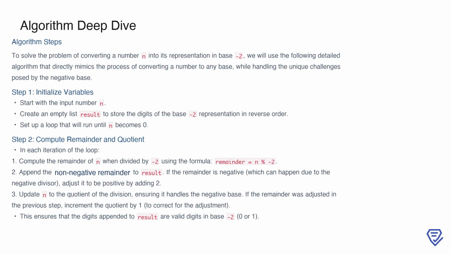If the remainder is negative, which can happen due to the negative divisor, we adjust it by adding 2 to make it non-negative. This adjustment ensures that all digits in the result are valid for base -2, which only allows 0 or 1. After adjusting the remainder, we append it to the result list. Finally, we update n to the quotient of the division. If there was an adjustment to the remainder, we increment the quotient by 1 to maintain consistency. This iterative process ensures that the digits appended to the result list are accurate for base -2 representation.